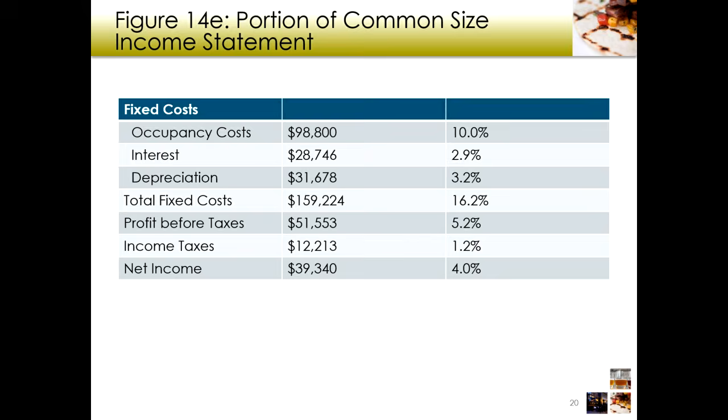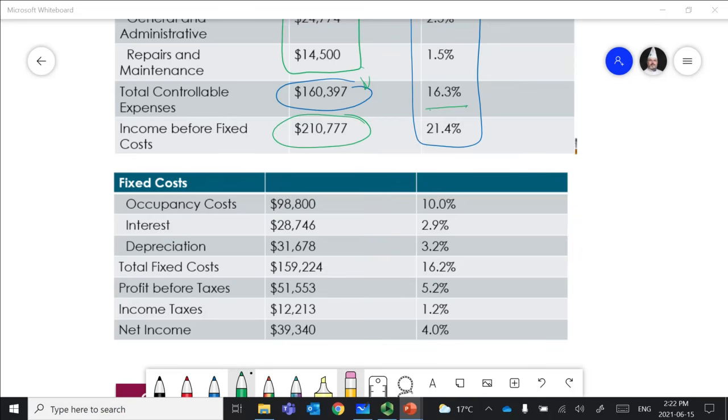So if we look at the last section here, we've got our occupancy costs, which would have been our rent, our interest on our mortgage payments, our depreciation. So we have a total fixed cost, which are those 3 items there. They add up to $159,224. Our profit before taxes is now our income left minus our total fixed costs gives us this. That's our profit, 5.2% of our 982,000, right?